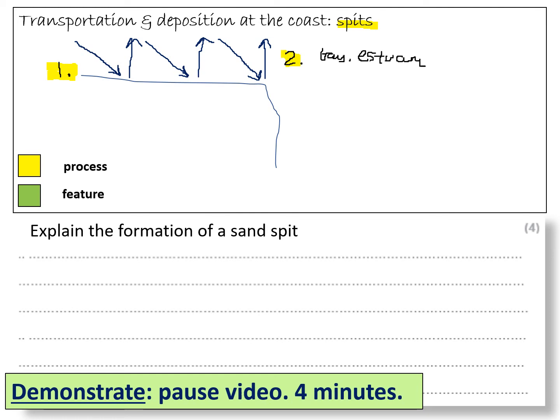So if 2 was our process where the coastline changes direction, then 3 is our feature, the bay or the estuary. The third thing that happens is that our sediment is being transported along the beach, and then as the coastline changes direction, it starts to get deposited out into the sea. So there is our really essential process there, deposition.